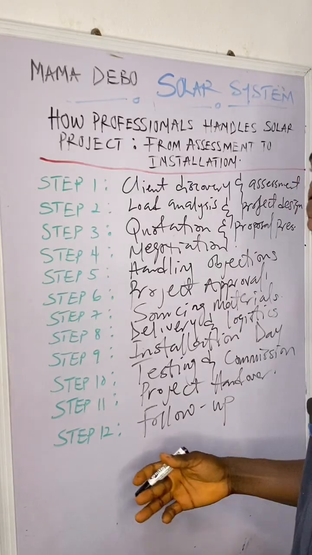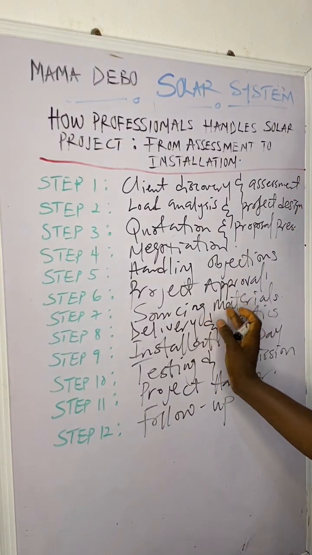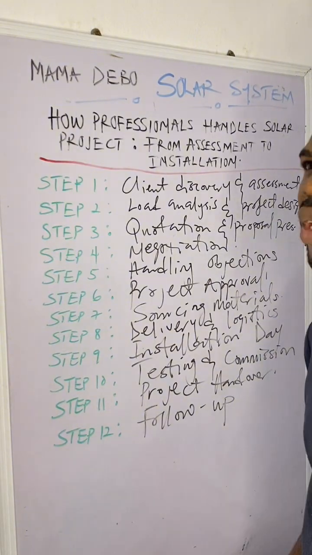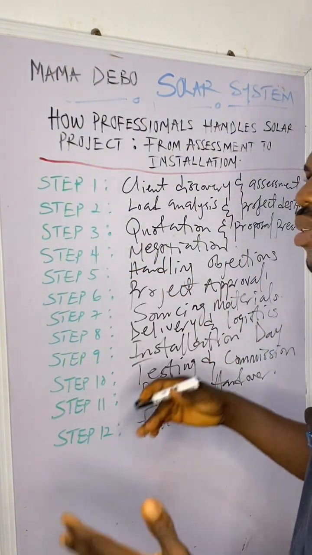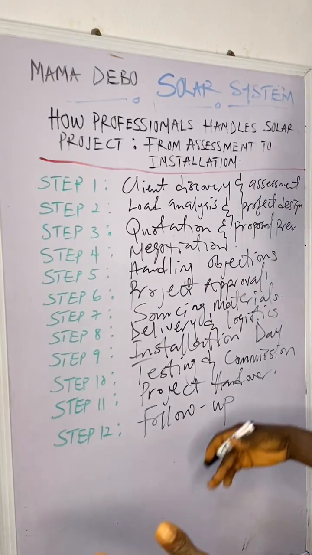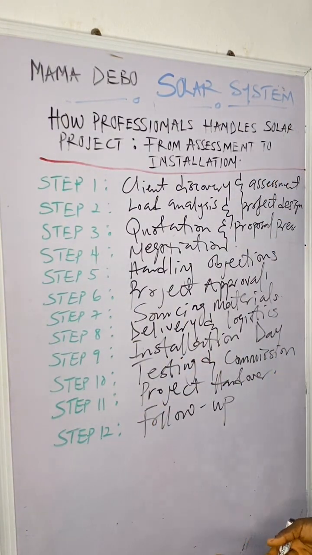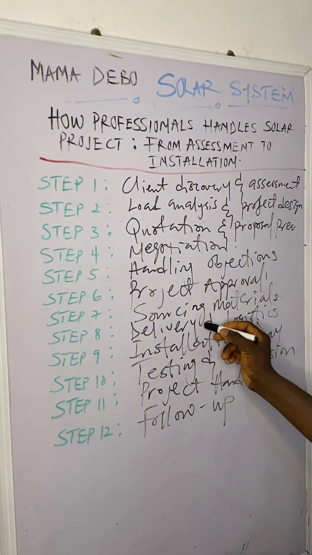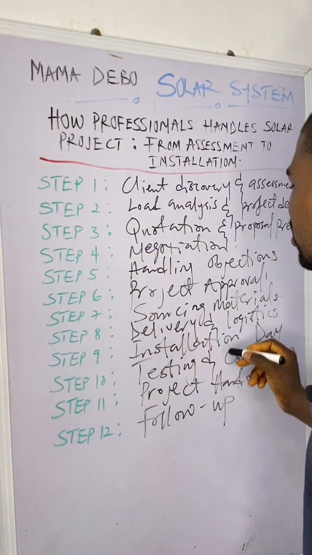If you are lucky, the project is approved. So after approval, then you source your materials. That is when you get the quality materials you need: the inverter, the batteries, the solar panel. Are you using Jinko? Are you using AfriCell? All this is during your sourcing of materials. After that, you deliver the materials to the client.